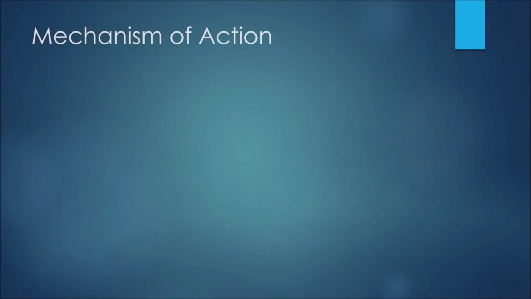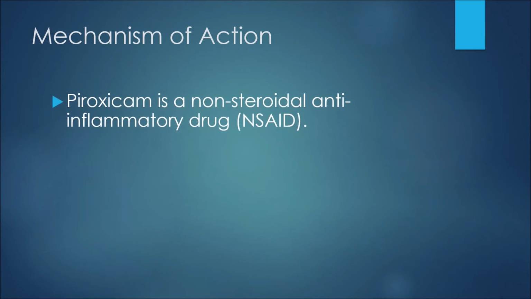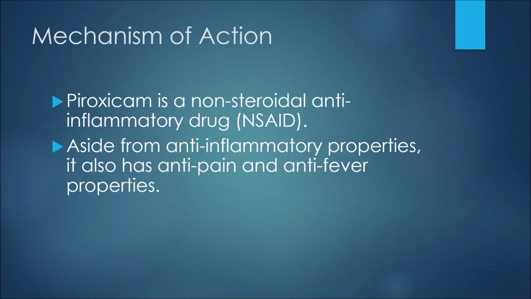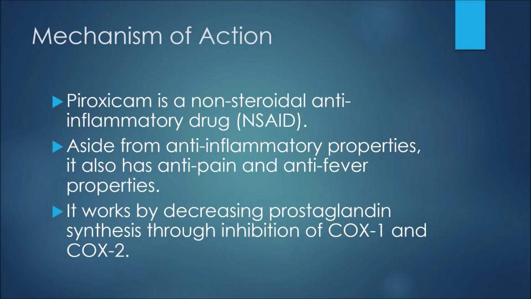So the first thing to discuss here would be the mechanism of action or how this medication works. So Piroxicam is a non-steroidal anti-inflammatory drug, or an NSAID. Aside from anti-inflammatory properties, it also has anti-pain and anti-fever properties. It works by decreasing prostaglandin synthesis through inhibition of COX-1 and COX-2.